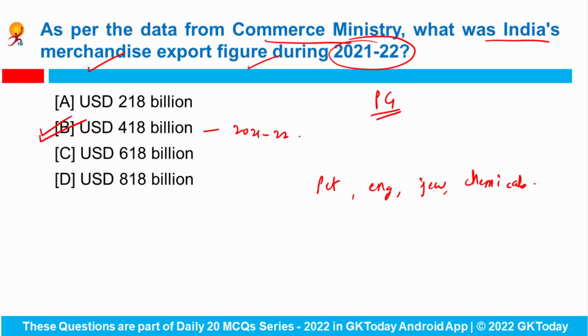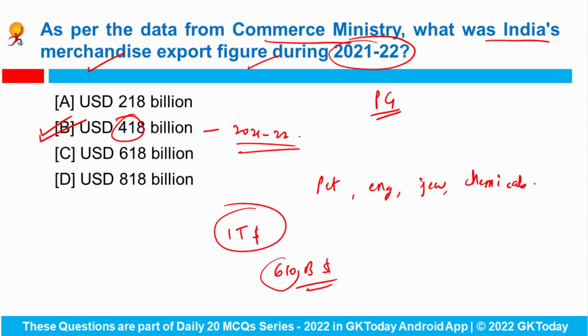So India's goods trade, both export and import, crossed $1 trillion during 2021 to 22, and India's import also touched an all-time high of $610 billion. Okay, so export is 418, import is 610, and overall it has crossed $1 trillion.